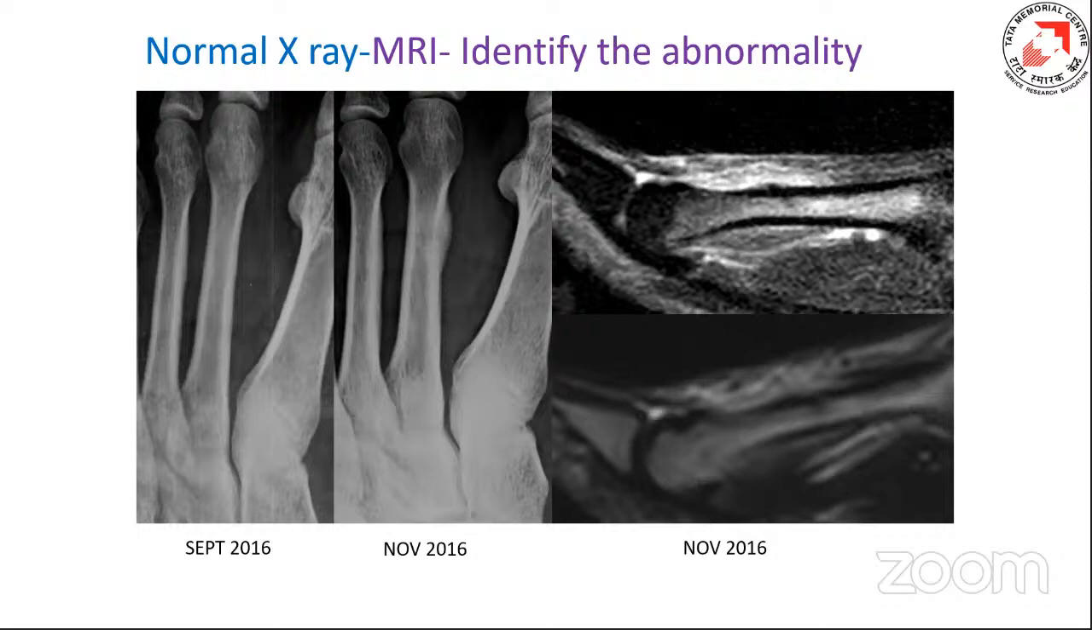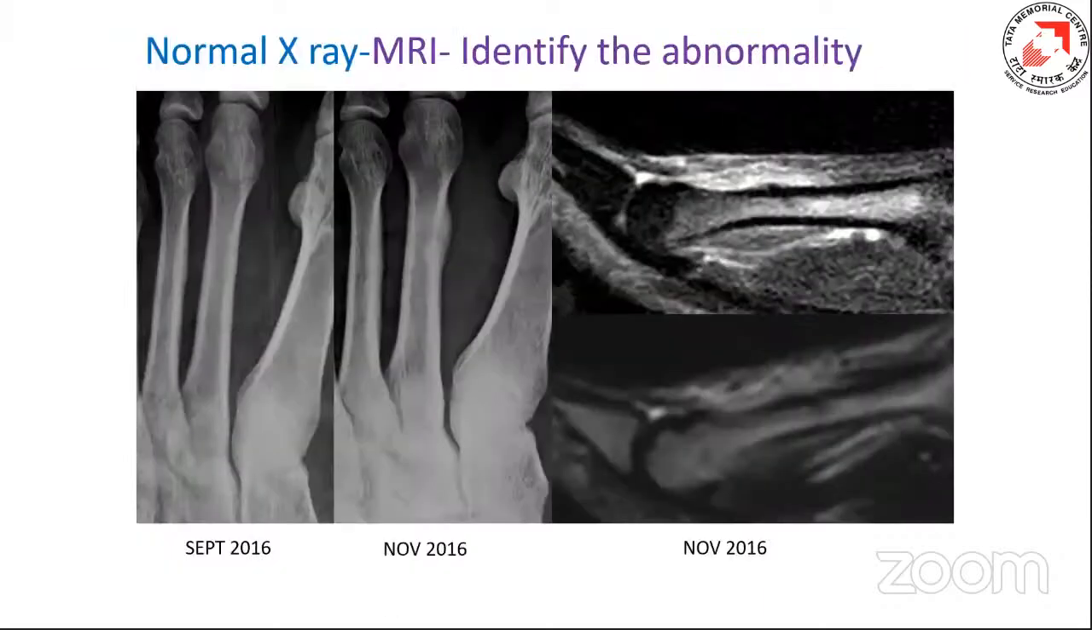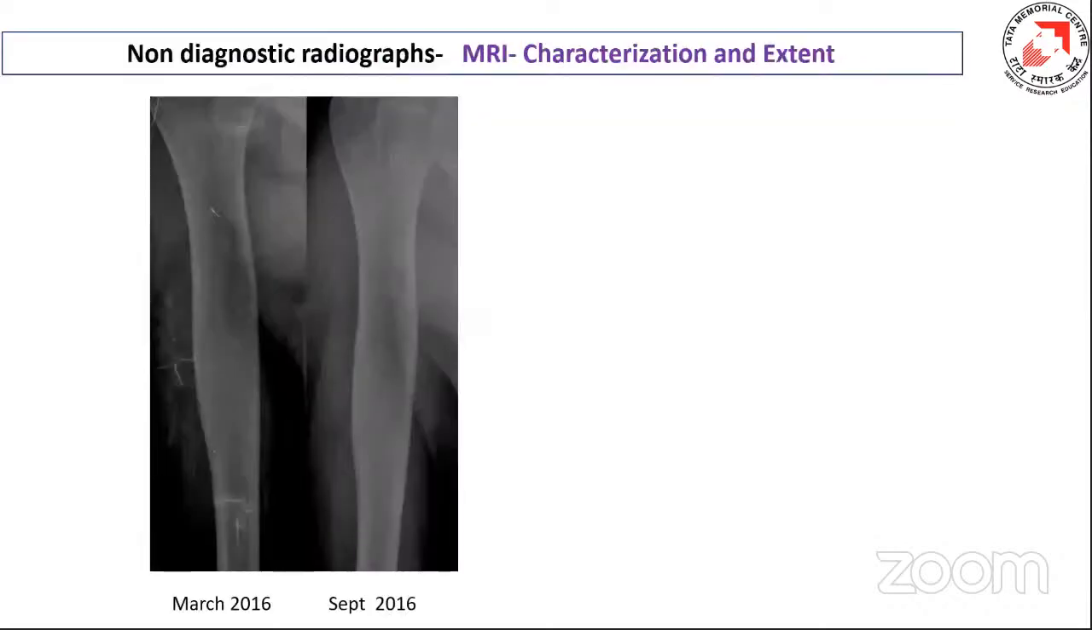And then you will see in the follow-up X-ray, there is a solid periosteal reaction in the November 2016 X-ray. So most of the times, we can encounter metastatic lesions where the radiographs are normal. We might have round cell tumors where the radiographs are normal. And then we can be pleasantly surprised by the MRI, and we can pick up these lesions. Next slide.